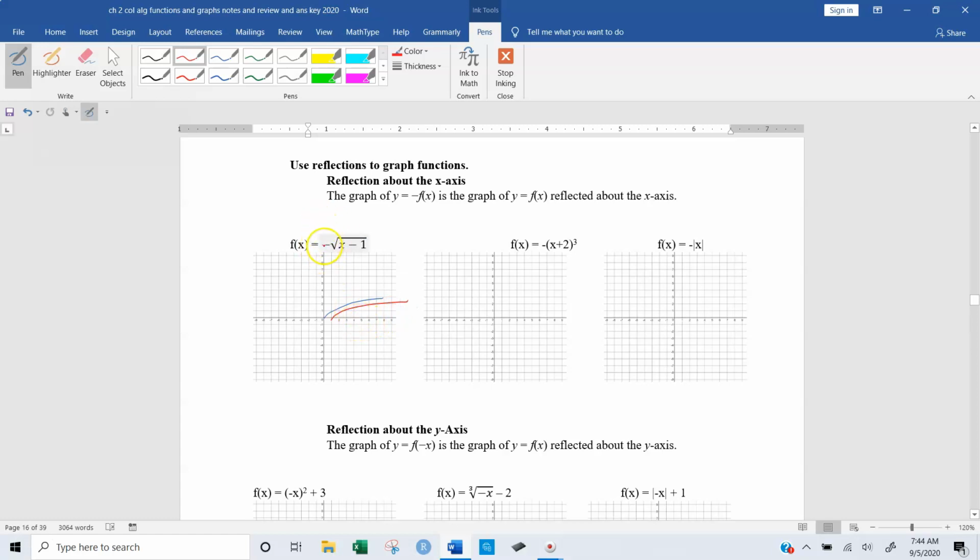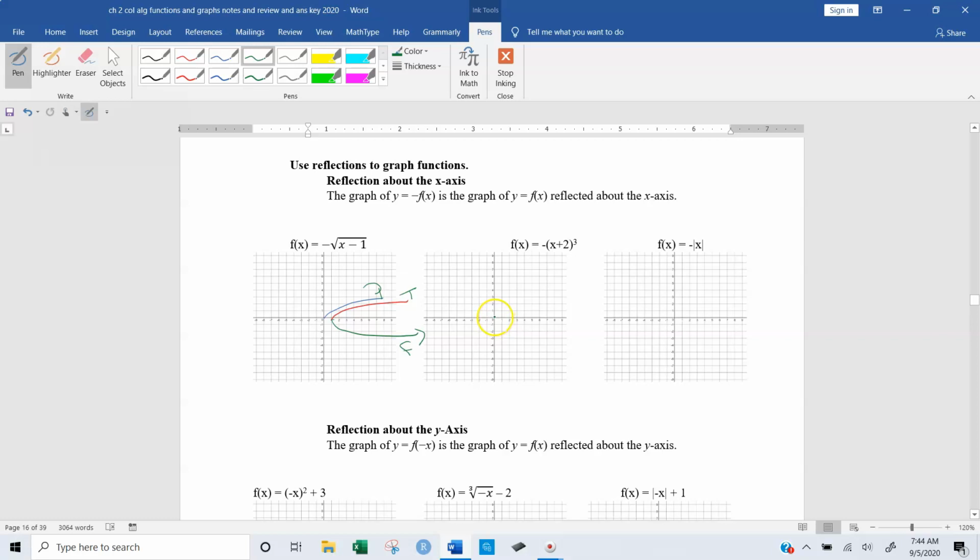And then this negative changes all my values from a positive value to a negative value. So now it reflects over the x-axis, like so. This is your final graph. So this is your parent, this is your first transformation, and this is your final. Okay, pause and try yours.